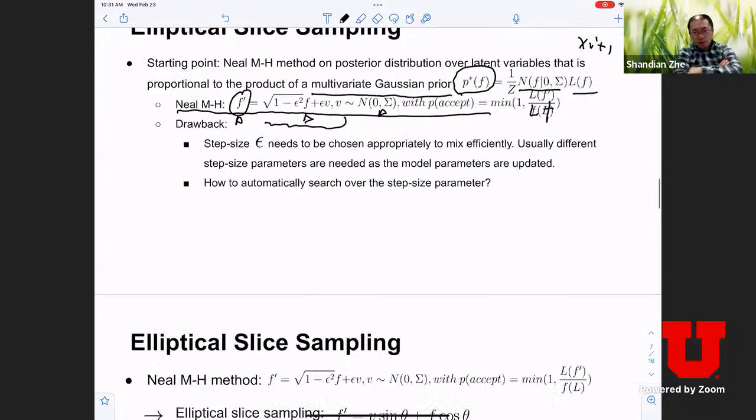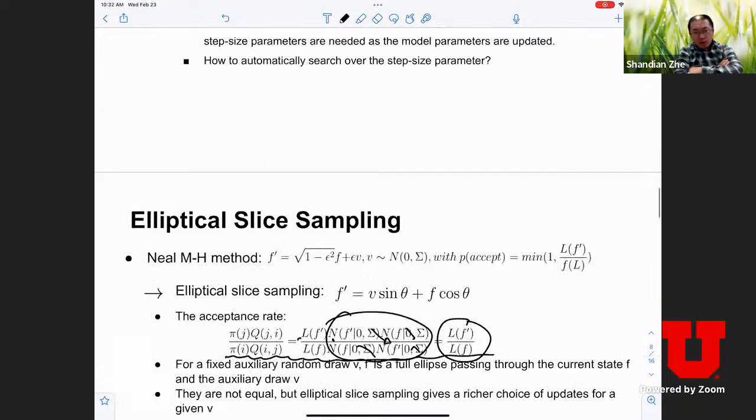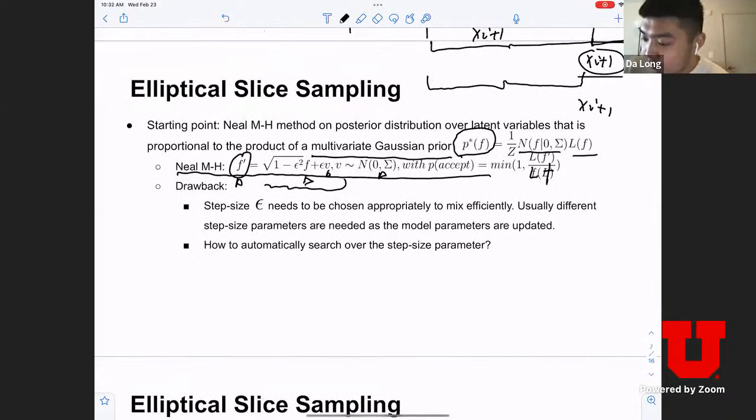One second. Okay, let me take a look at the acceptance rate. So actually it's V, right? Because there is a V here. So we have prior V, which is Gaussian. Then given V, F prime is determined. But since F here is from this normal, when you add them together, the transition distribution is also a normal.